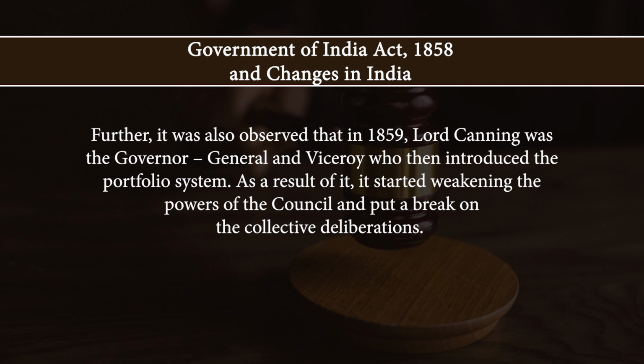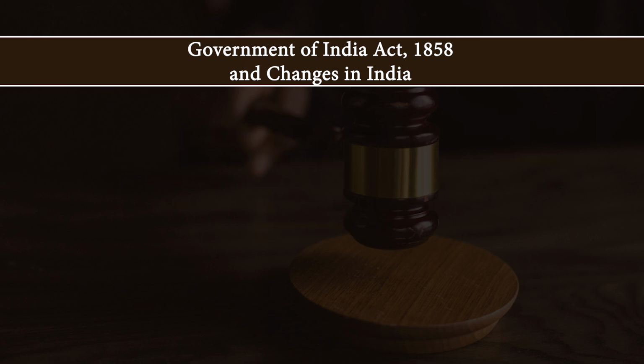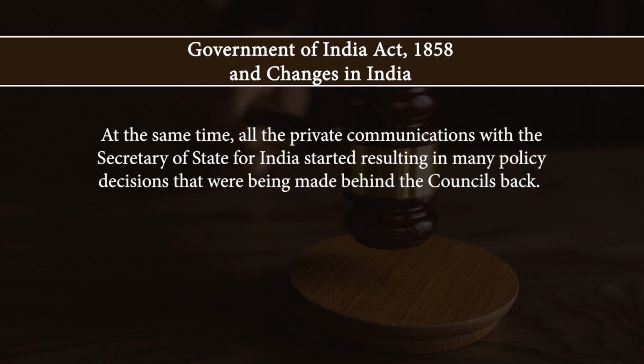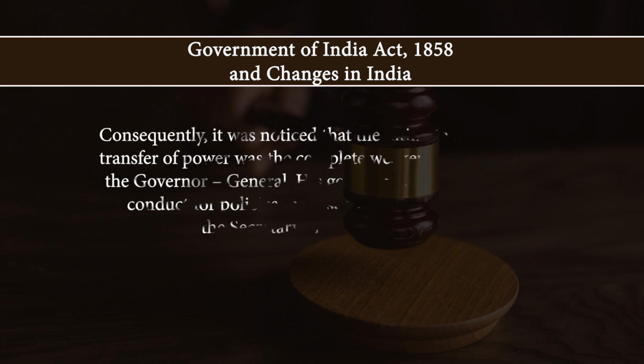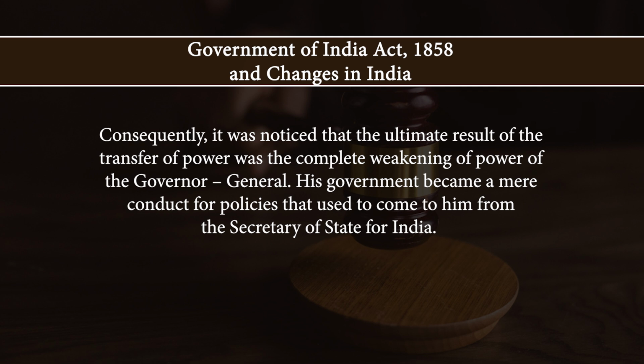Further, it was also observed that in 1859, Lord Canning was the Governor General and Viceroy, who then introduced the portfolio system. As a result, it started weakening the powers of the council and put a brake on collective deliberations. At the same time, all the private communications with the Secretary of State for India resulted in many policy discussions being made behind the council's back. Consequently, the ultimate result of the transfer of power was the complete weakening of the power of the Governor General. His government became a mere conduit for policies that used to come to him from the Secretary of State for India.